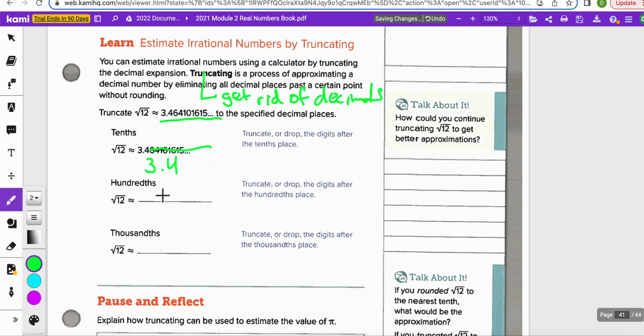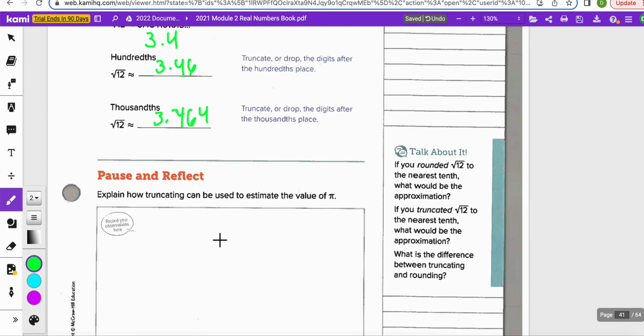If I wanted to truncate this to the hundredths, well, I'd get rid of all the numbers after the hundredths. So this becomes 3.46. And then finally, if I want to truncate it to the thousandths, well, you just get rid of all the numbers after the thousandths spot. So that's what truncating means. It just means get rid of all the decimals to where you don't want any more decimals. Okay.